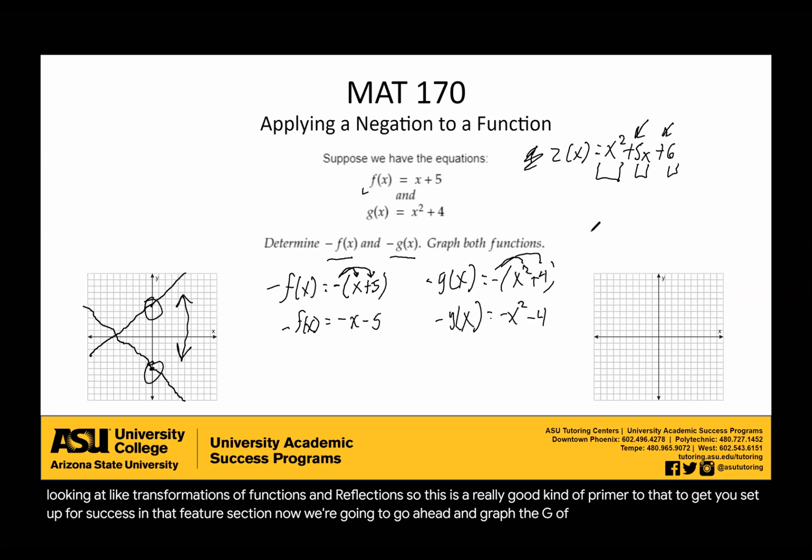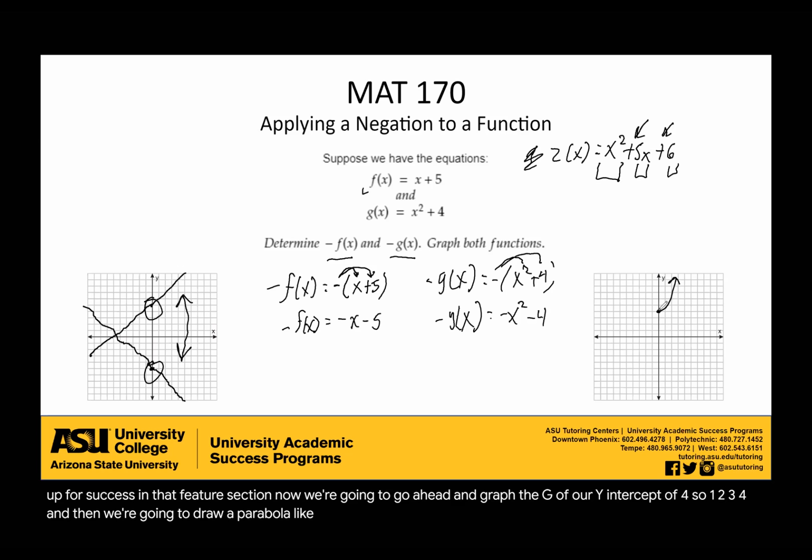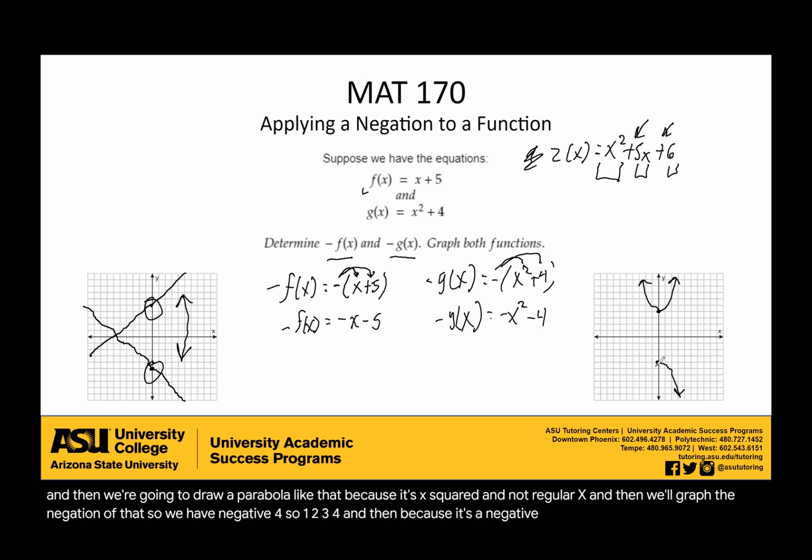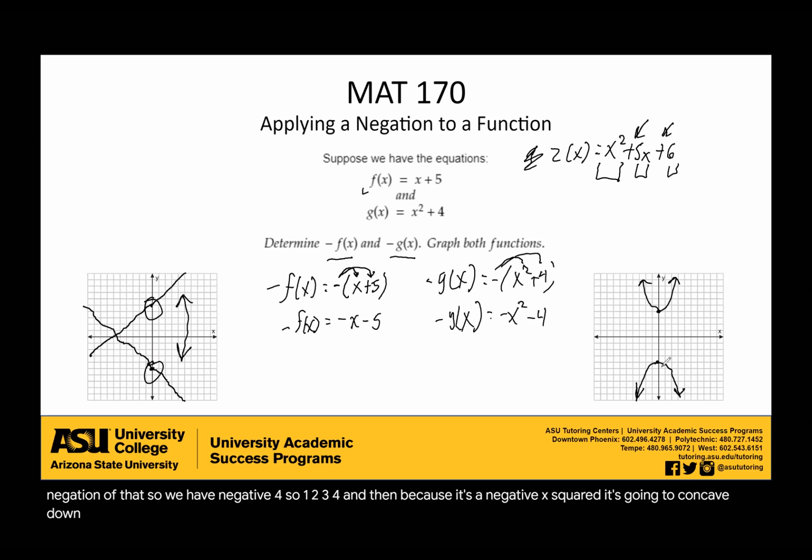Now we're going to go ahead and graph the g of x equation. So we have our y-intercept of 4. So 1, 2, 3, 4. And then we're going to draw a parabola like that because it's x squared and not regular x. And then we'll graph the negation of that. So we have -4, so 1, 2, 3, 4. And then because it's a negative, x squared is going to concave down. Perfect. And again, it's the same exact concept. So every y value for positive g of x is going to be negative for negative g of x.